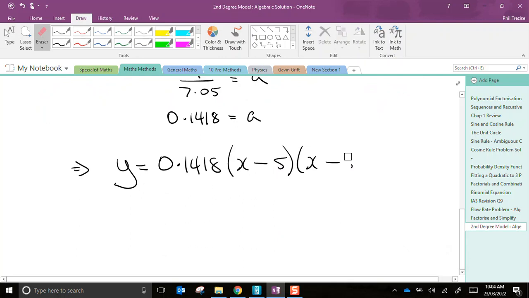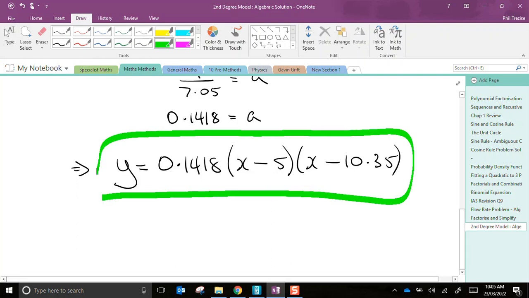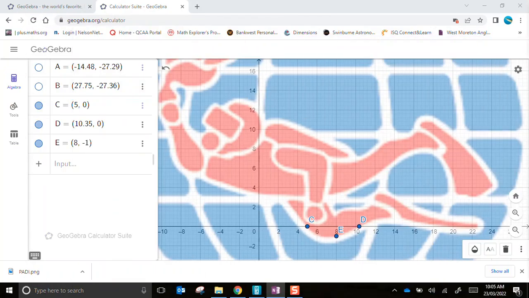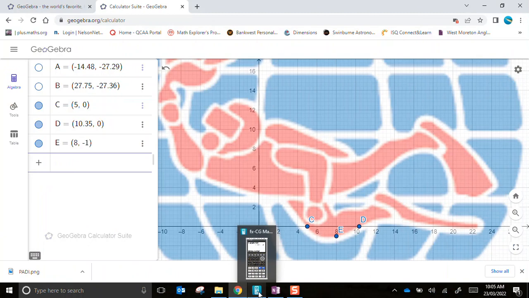Oh, it helps if you write 10 first. Here I go, 10.35. So we've done algebraic work. Yes, we used a little bit of software to select the data points, but I think if I was to type that equation into my GeoGebra, we might get something interesting. So let's see what happens here.